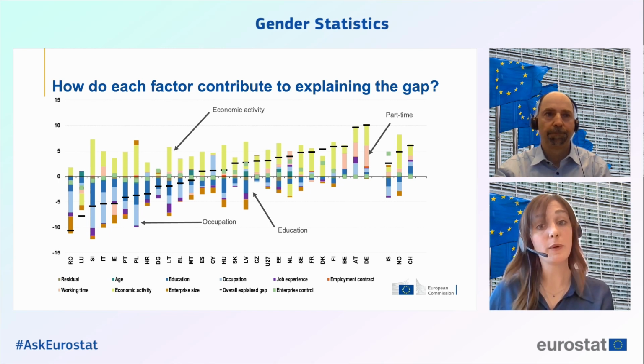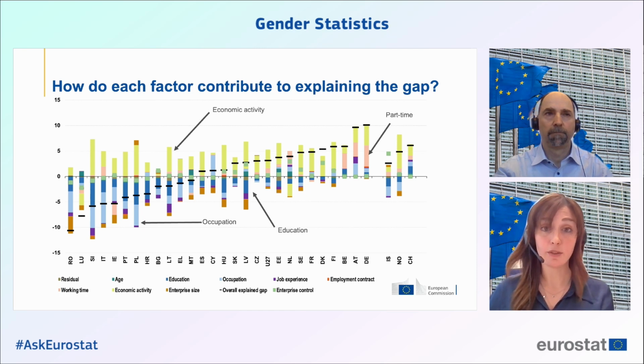Part-time work also explains a big part of the gap in some countries, Belgium, Austria, Germany, and to a lower extent, Netherlands and Italy. On the other hand, occupation and education are other factors that are explained in the gap, because normally women tend to have higher education levels and occupations on average. Adjusting for these effects corrects the unadjusted gender pay gap upwards.